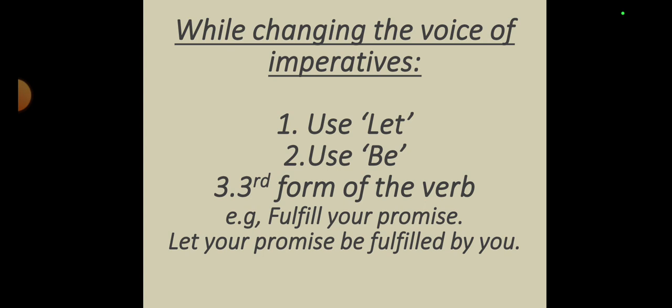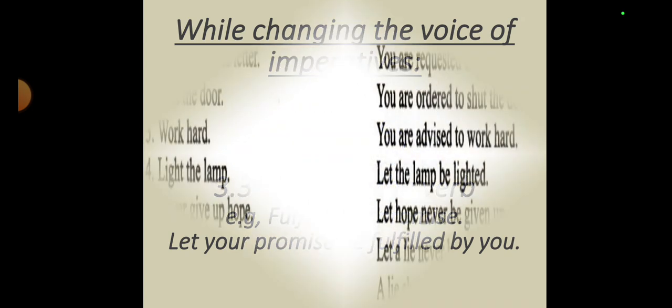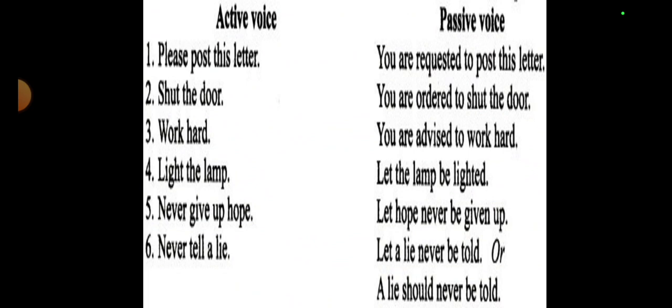What is the object in this sentence? It is your promise. Okay, so let your promise, then comes be. Third form of the verb we can call past participle, and then by you, right? So this is how you will be putting the parts of the sentences in the right way to change its voice. Now I have included a few more sorts of sentences differently given to you.